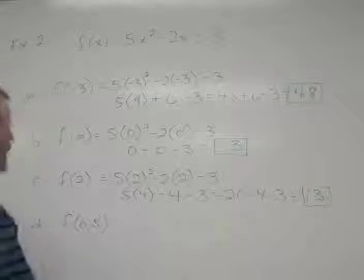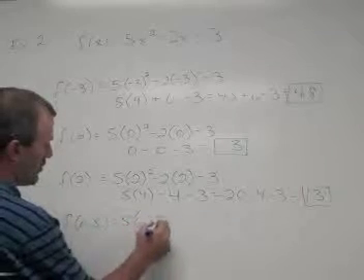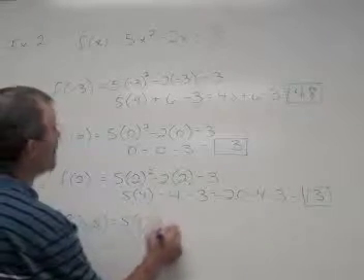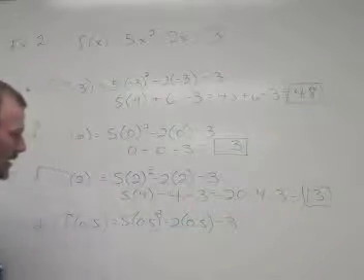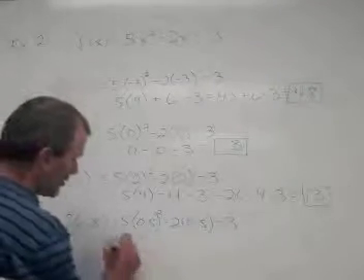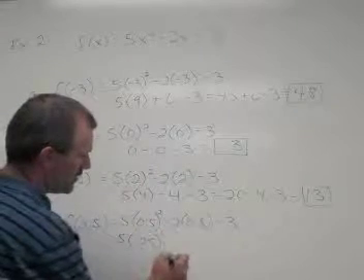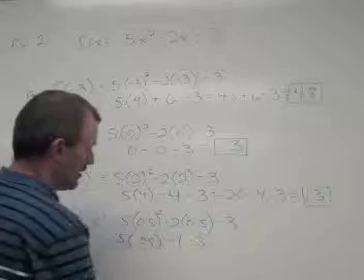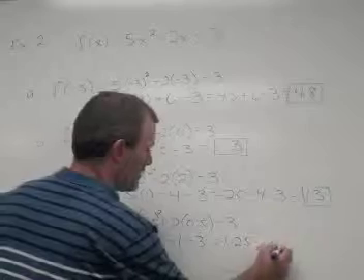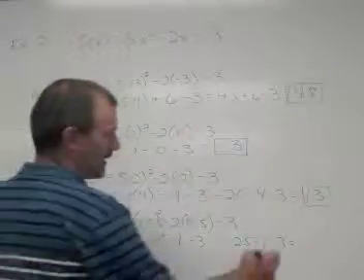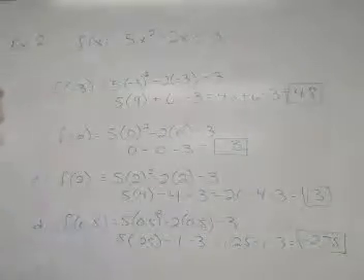And then finally we have 0.5, so for our new input value we have 5 times 0.5 squared minus 2 times 0.5 minus 3. And again, we just evaluate this. 0.5 squared is 0.25, minus 2 times 0.5 is 1, minus 3. 5 times 0.25 is 1.25 minus 1 minus 3, which gives us negative 2.75. So those are our values for this function.